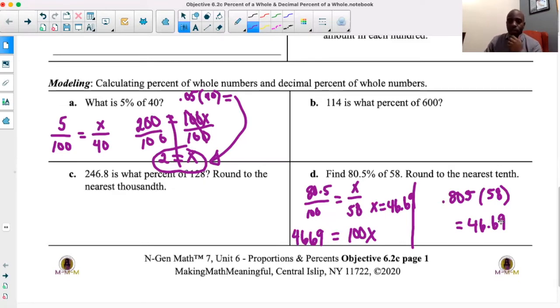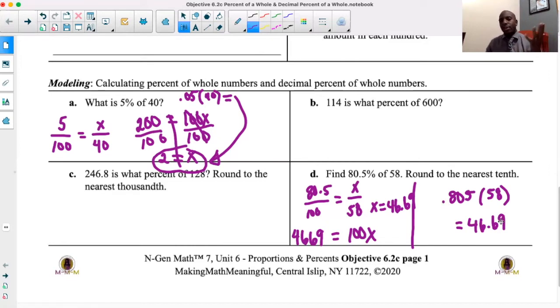Look at what B says. Let's look at B first. 114 is what percent of 600? Did they give us the percent here? No. They want you to find the percent. Oh, wow. Look at the wording too. 114 is what percent of 600, indicating that 600 is the whole and 114 is the part.